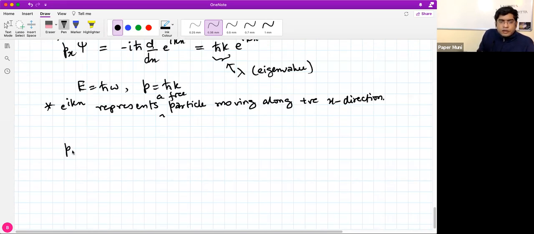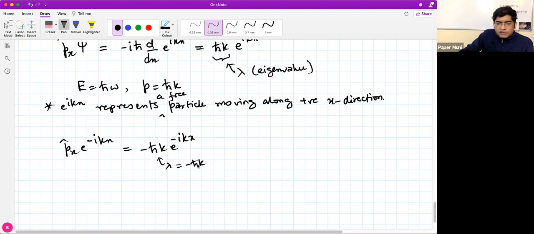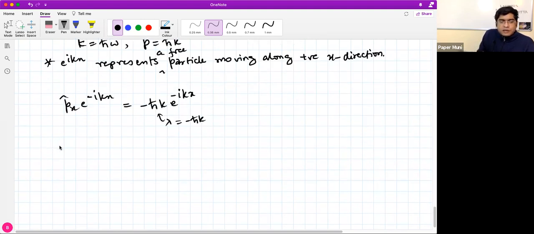Now similarly, if we apply p_x on e to the power minus ikx, what do we get? We get minus h cut k times e to the power minus ikx. So the eigenvalue is minus h cut k. Momentum is a vector quantity, so the sign has changed. That says this wave function represents a particle which is moving in the negative x direction.